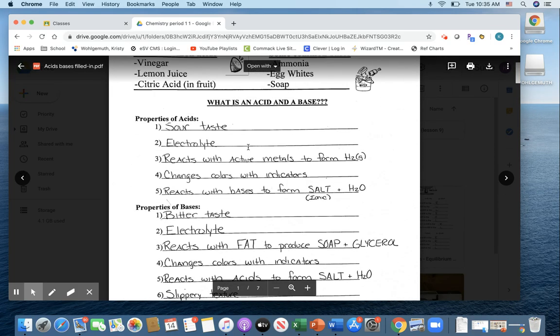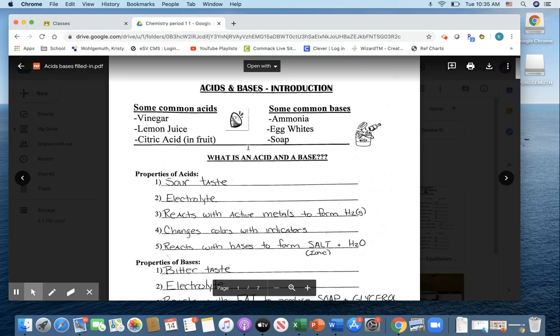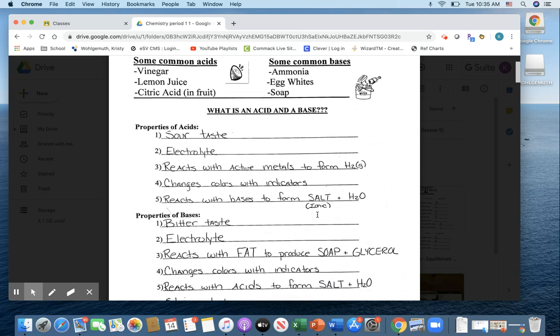All right, so the first thing to talk about with acids and bases are the properties. What is a property of an acid and a base? Now, what's nice is that many of these properties are the same for acids and bases.